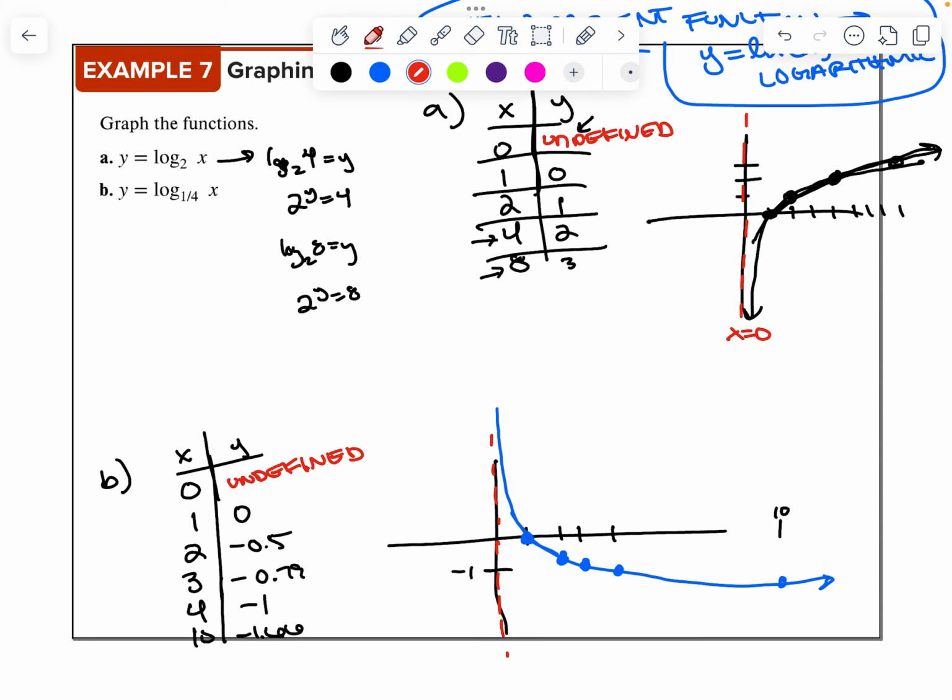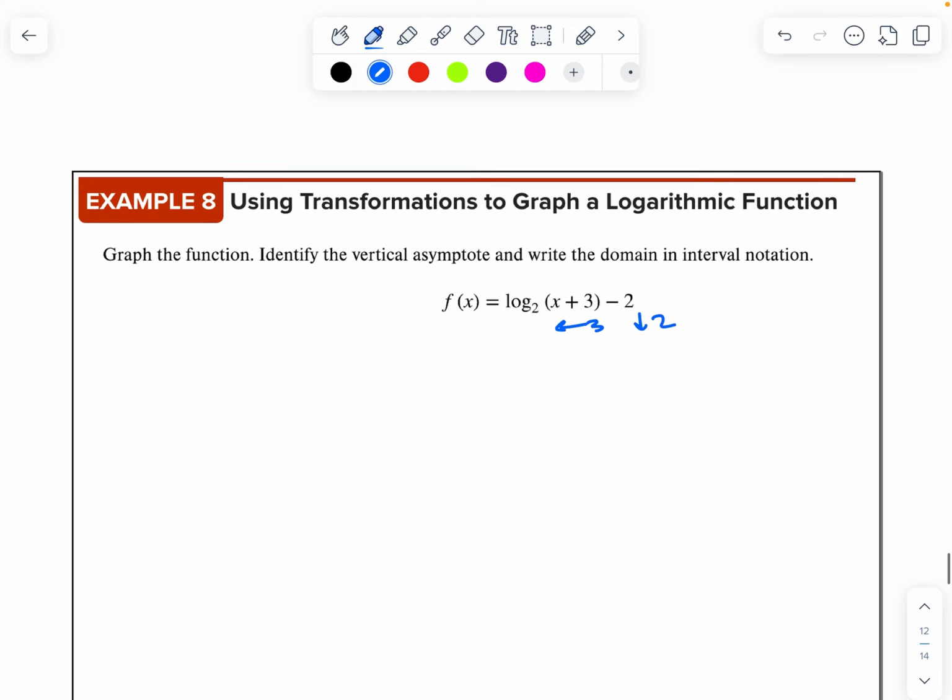Notice this one does still have a vertical asymptote at x equals 0 because there was no left to right shift. You know there's a left to right shift if there's something added in the parentheses. So if I had x plus 5, for example, that would shift it left 5. In our case, we don't have anything added or subtracted inside of the main portion of that logarithm, and so there's no horizontal shift, right? That's the only thing that's going to shift that asymptote.